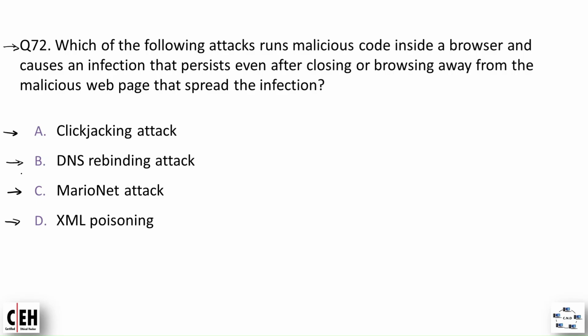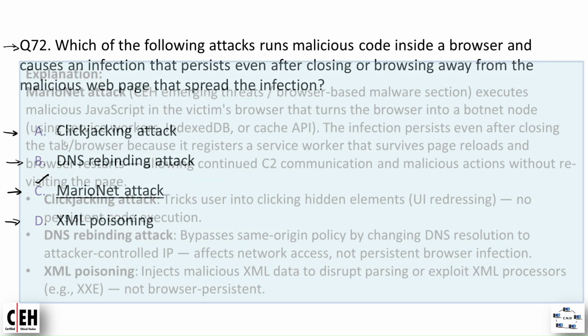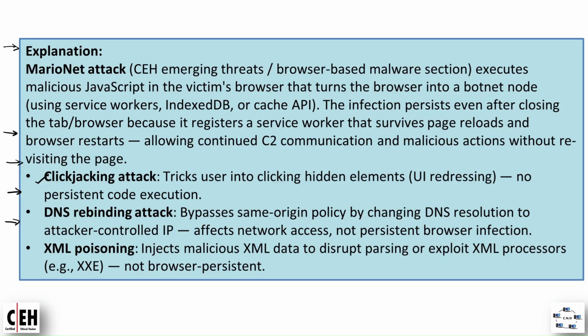And the correct option is option C, marionette attack. And the explanation is, marionette attack, covered in the CEH emerging threat / browser-based malware section, executes malicious JavaScript in the victim's browser that turns the browser into a botnet node using service workers, IndexedDB, or Cache API.